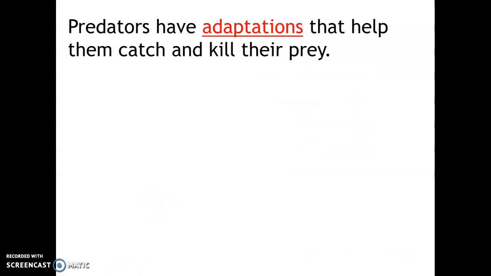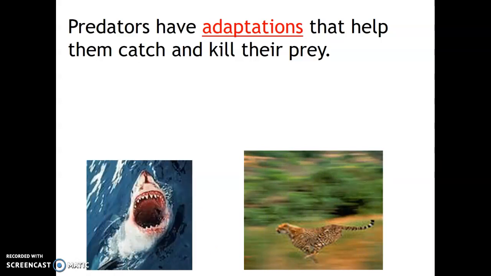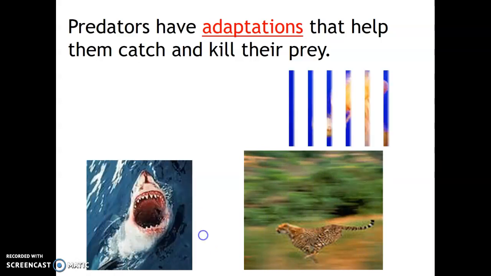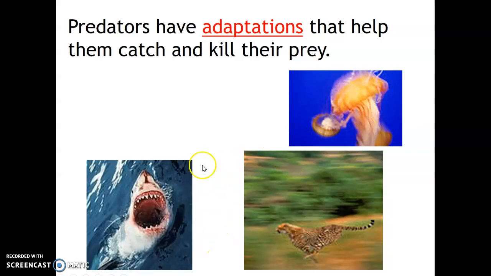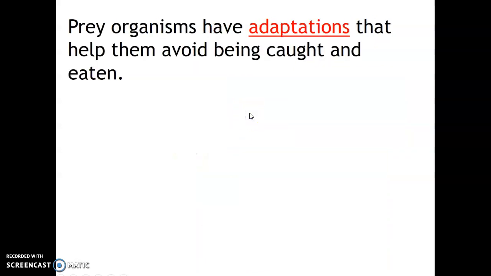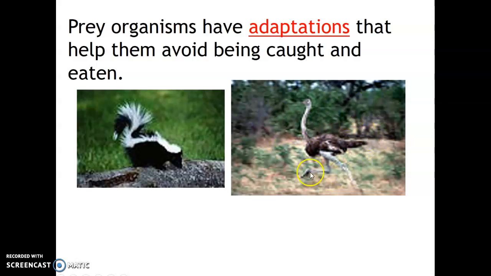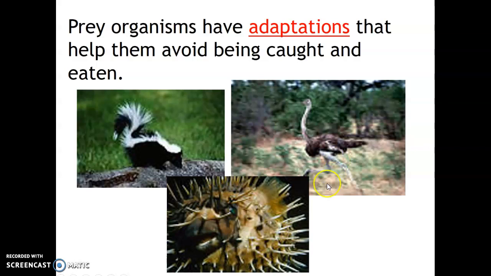Predators are always going to have various adaptations that help them kill and catch their prey. For example, speed would be a good adaptation. Sharp, big jaws, teeth, or some way of stinging or stunning your prey. Or big claws. Prey also have adaptations that help them avoid being caught and eaten. A lot of times these are defensive mechanisms, so some type of way to scare off a predator. If you can outrun your predator, then it can't catch you. Or if you have some type of covering on your body that would make it difficult for the predator to catch you, like this pufferfish.